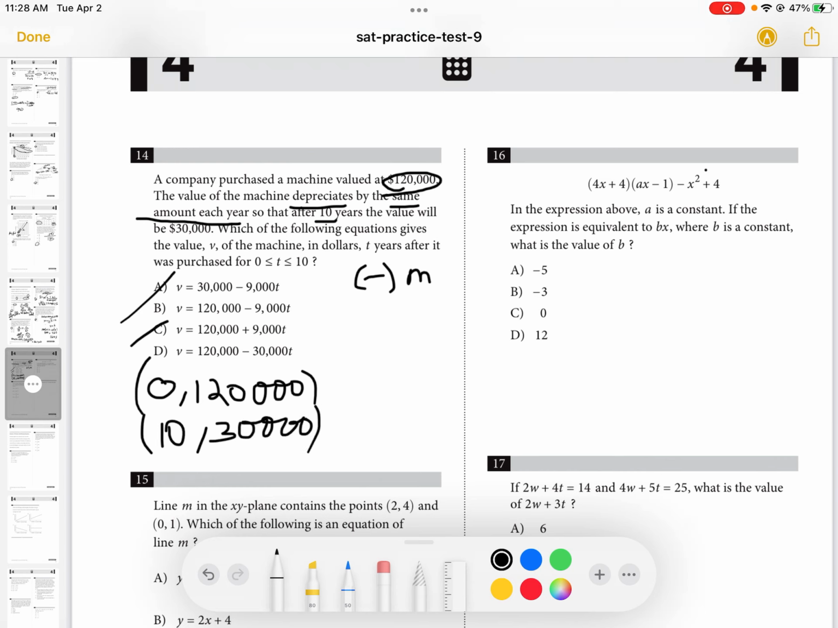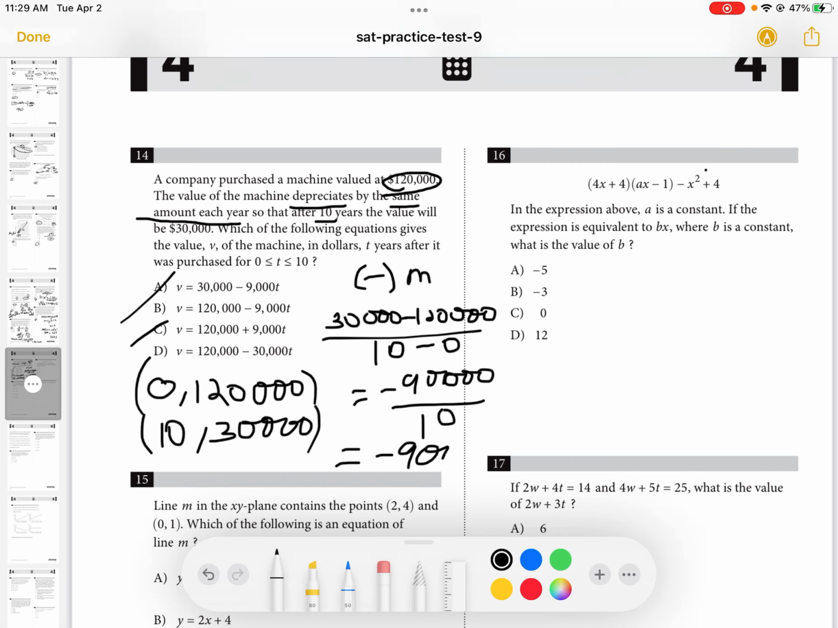Now the slope here will be 30,000 minus 120,000. Let me bring that to the side a bit. So our slope will be 30,000 minus 120,000 divided by 10 minus 0. That's a negative 90,000 divided by 10, and that's negative 9,000. That's our slope. And that's answer choice B.